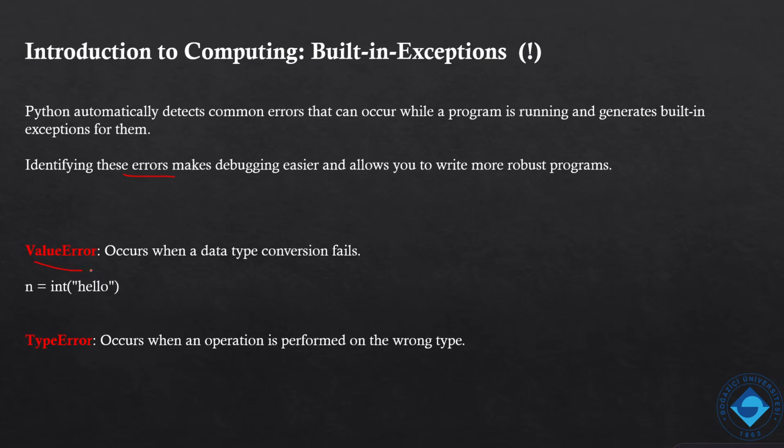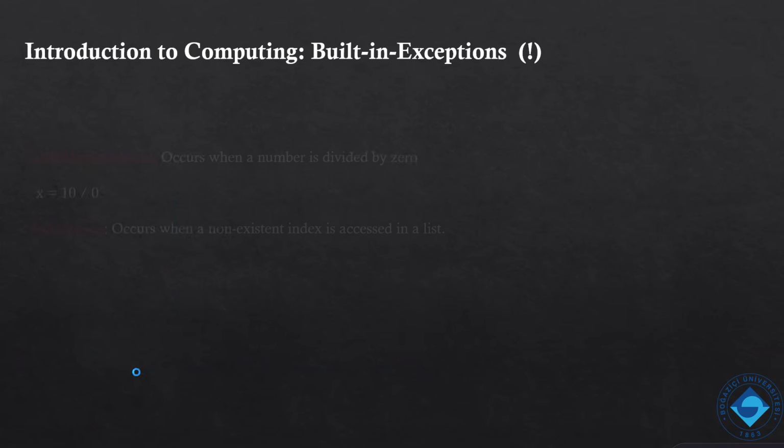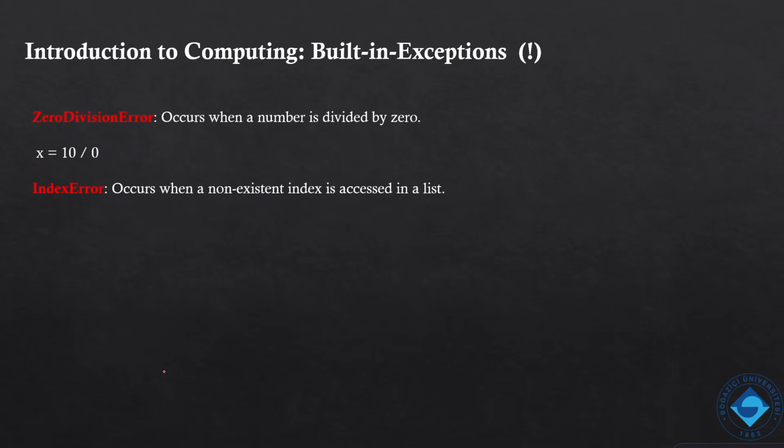The first one is ValueError. It occurs when a data type conversion fails. For example, if I try to convert my string "hello" to an integer, we will see this error. And TypeError occurs when an operation is performed on the wrong type. We can't sum age and 5 together, right? So it's going to return a TypeError. And ZeroDivisionError, you know that one already from the first week. It occurs when a number is divided by zero.